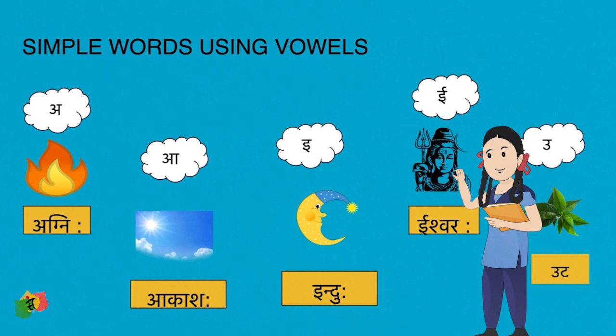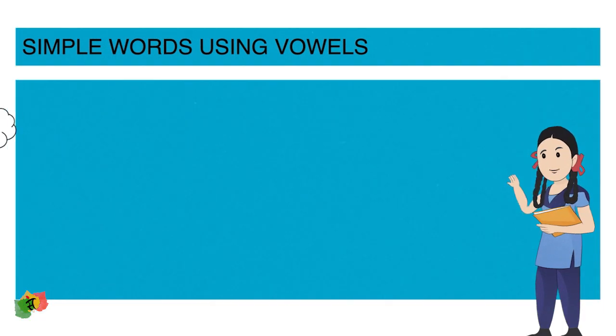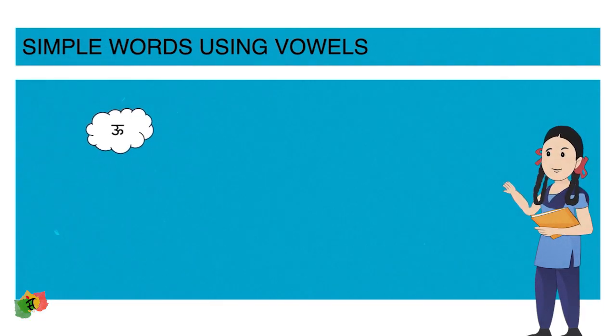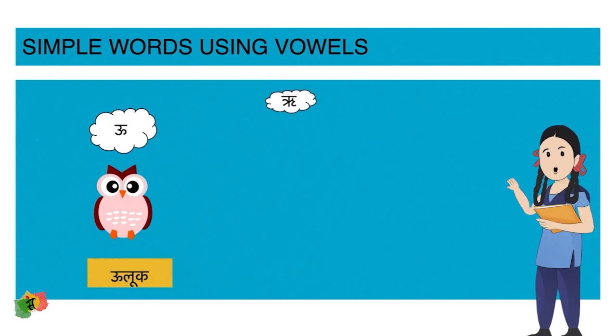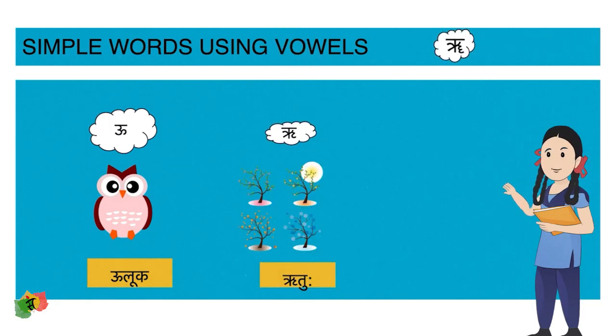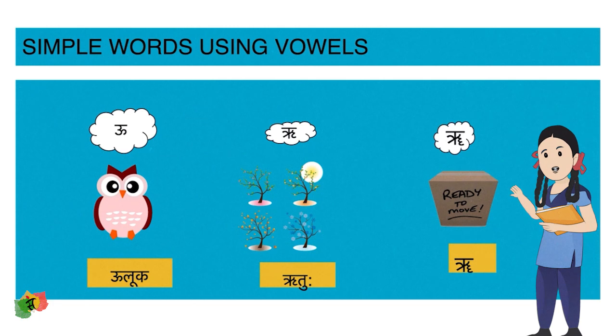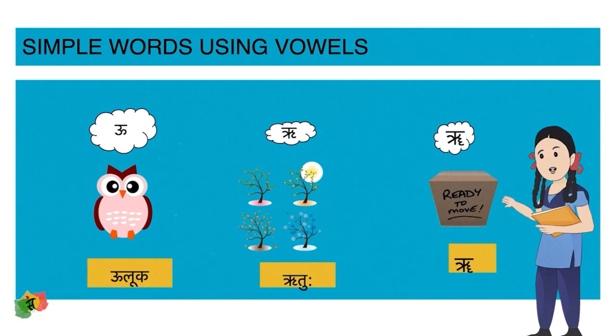U, Uta. U, Ulluka. R, Rituhu, which means seasons. R, which means move.